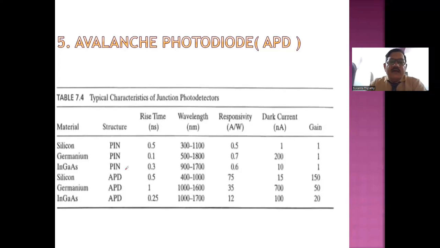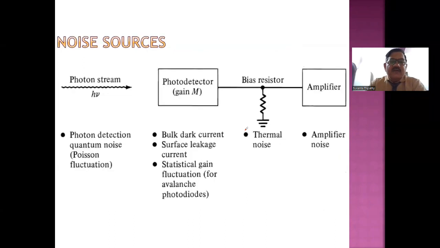In case of APD, corresponding rise time, wavelength, responsivity, and dark current are given. And this will give you an idea about the different materials which are used for avalanche photodiode.